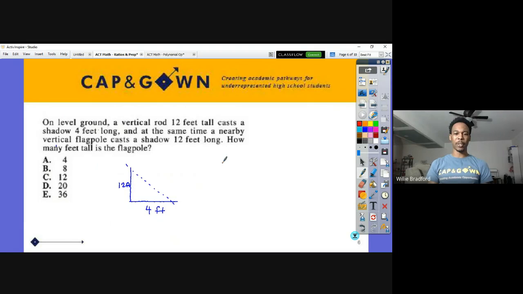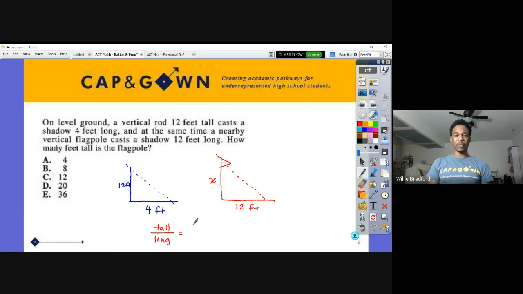Well, let's draw a flagpole here. It's a little bit bigger. And it's casting a shadow also. And it tells me that its shadow is 12 feet long. And I want to know, how tall is this flagpole? Well, let's set up a proportion. Okay. So we'll say how tall they are here, and the shadow, how long the shadow is.